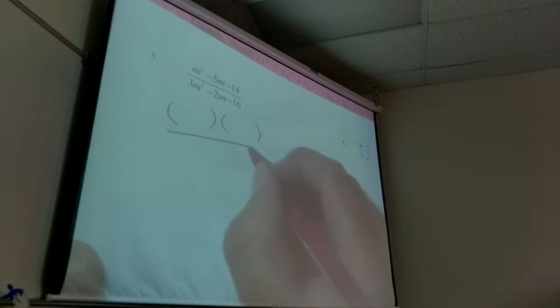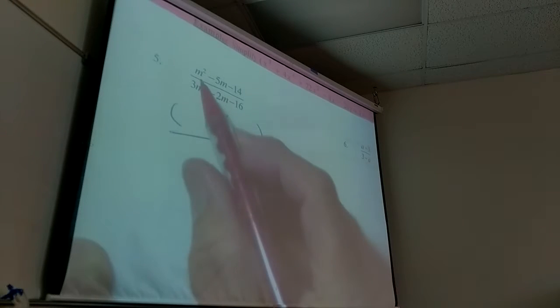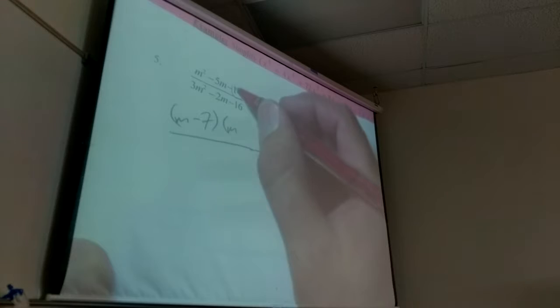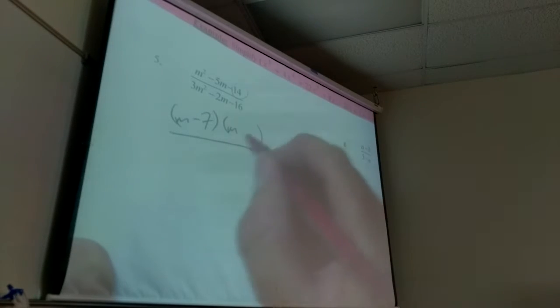All right, guys, I'm going to catch up to you. The top is the easy one. Why is the top easier? There's a 1 out front, so all I have to do, I know it's M and M. So now 14 factors that make -5 would be 7. The 7 is going to be negative, so it comes out negative in the middle. Is that cool? +2.